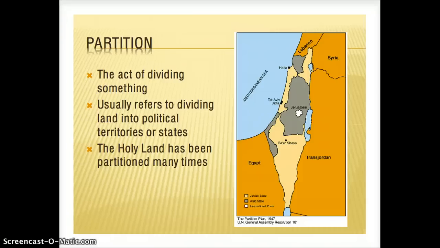So partition means dividing something. A lot of times, I know like in Mrs. Forbeck's classroom, there's a partition that separates what used to be Mrs. Hodges' classroom. Sometimes Mr. Munoz, I know, uses that for science class or whatever. So you've likely been in a lot of different classrooms that have that kind of partition in there, or they can lower the partition in the gym and divide it into parts. So partition means to divide. And when we use it here, it usually means to divide land into political territories or states. So the Holy Land has been partitioned many times. Some parts are for some people, some parts are for others.